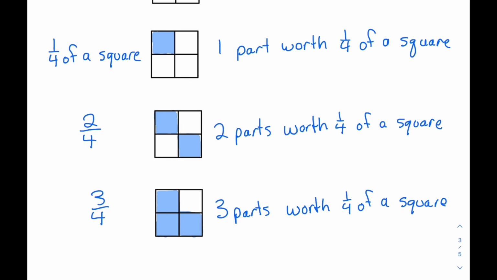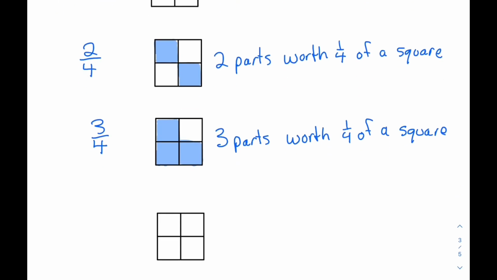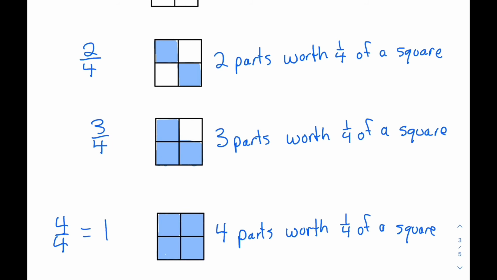I've stopped writing the reference whole. The reference whole is implied in this part. And finally, we have 4 parts, each worth 1/4 of a square. So we can call this 4/4, which is equivalent to just 1 square. Key in all of this was understanding the unit fraction. We kept going back to this 1/4. What was the value of one part?